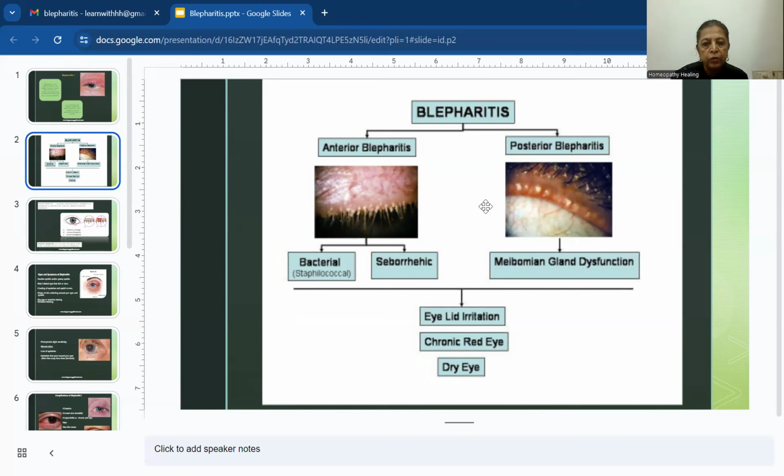So today we are going to talk about anterior blepharitis. In anterior blepharitis, there are two types: one is allergic, and the other is bacterial or ulcerative. When you talk about allergic, it's also seborrheic. The patient may complain of dandruff in the hair, and usually there is itching at the lid margin.